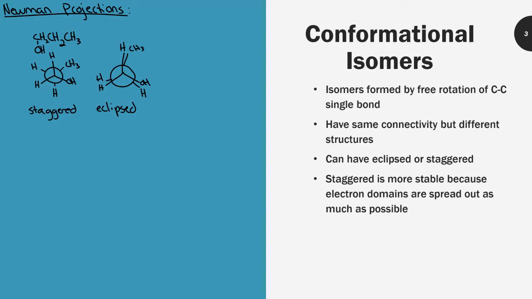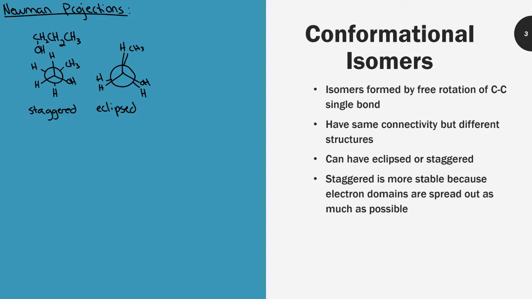So when you're looking at it head on and it looks like this, that means that it's staggered. So all the groups in the back are in between the groups in the front on that front carbon. And that's more stable as opposed to eclipsed, which is where everything is lined up, and all of these electron fields are going to be touching each other, too close. So staggered conformation gives you the most distance between electron domains.